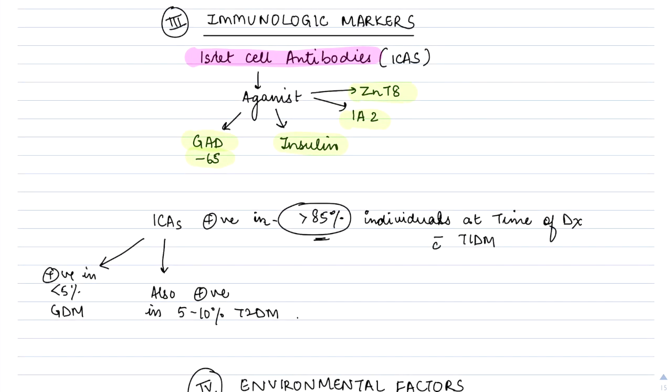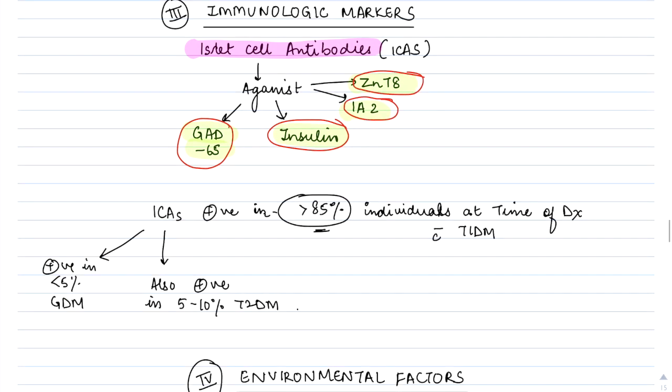Next, we'll be discussing the immunological association of type 1 diabetes. This is the main thing responsible for the destruction of beta cells, that is, the islet cell antibodies. The islet cell antibodies are mainly directed against the glutamic acid decarboxylase 65 molecule, or against insulin, or are insulin autoantibodies type 2 or zinc T8 antibodies.